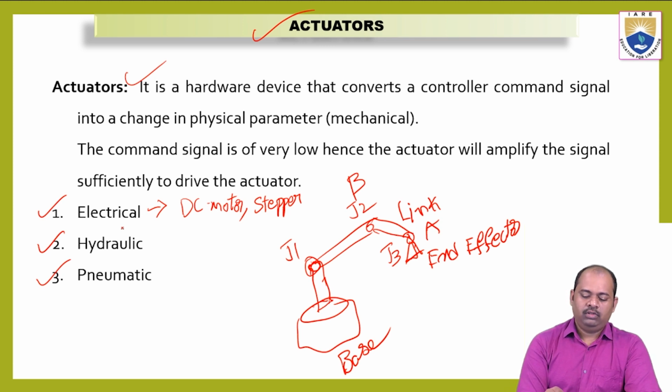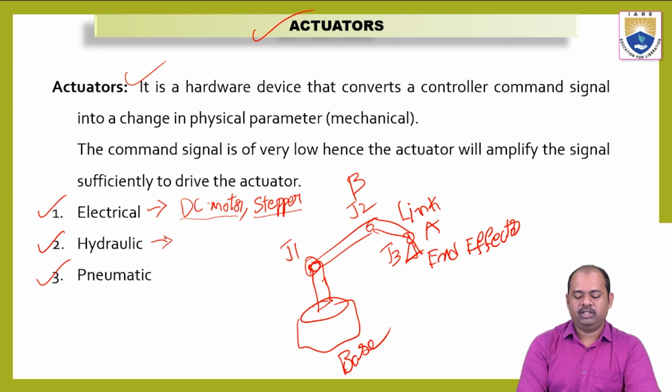Depending on the purpose, on the rotation or on the linear motion of the body, we can use different motors. In electrical actuators, DC motors and stepper motors are there. DC motors are used for creating rotational motions, and stepper motors are used for creating a particular angle. Like it can rotate from 0 degrees to 90 degrees or 0 degrees to 45 degrees depending on the signal given to the motor. And then we have hydraulic actuators.